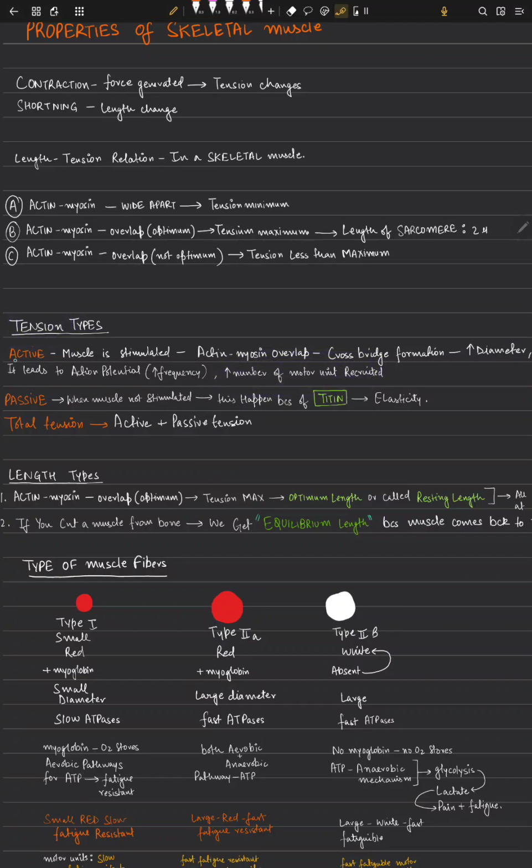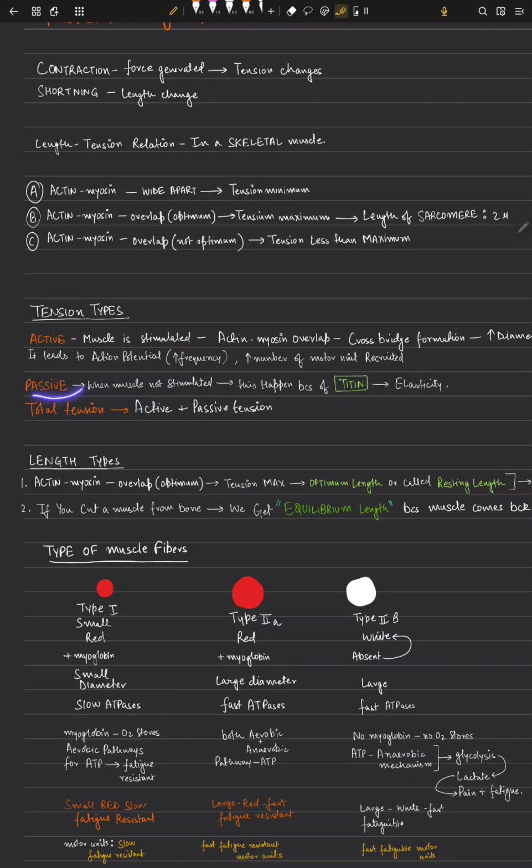So what is active tension? Active tension is the tension that is generated when the muscle is stimulated. What about passive tension? What is passive tension? Passive tension is when the muscle is not stimulated. This happens because of titin. So if a structure has titin in it, then we can say it has passive tension.